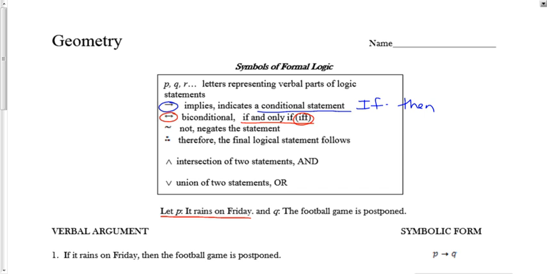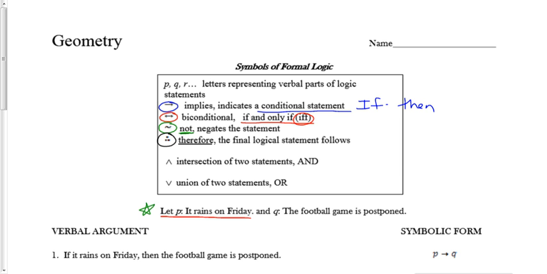The little tilde, that means not. It means the opposite of whatever I was trying to say. For example, in this, let P equal it rains on Friday, if I saw not P, that means it does not rain on Friday. Next we have the three dots. The three dots means therefore. That's all it is. Those three dots mean therefore.